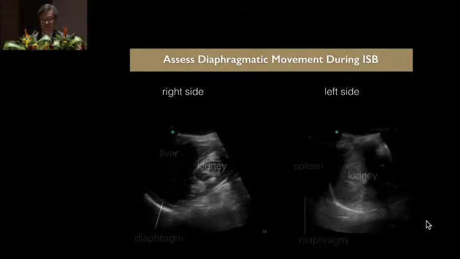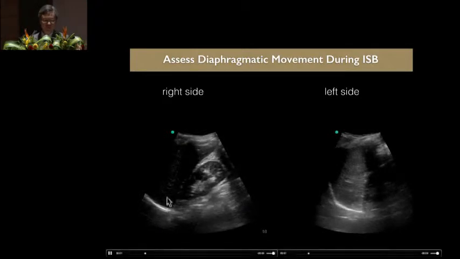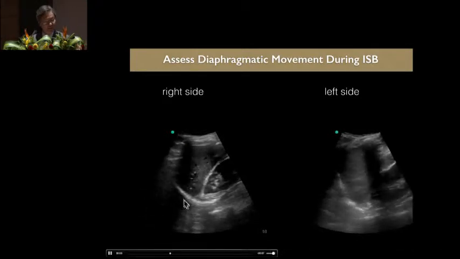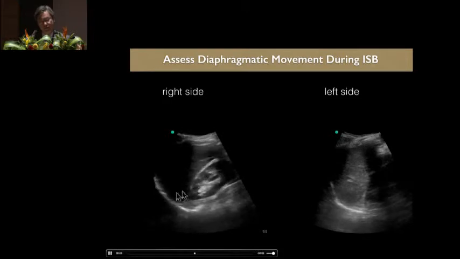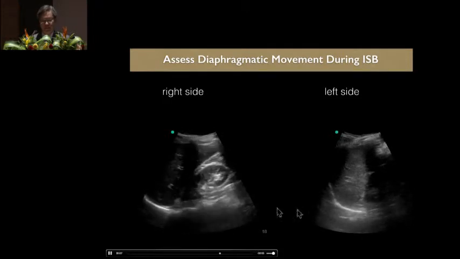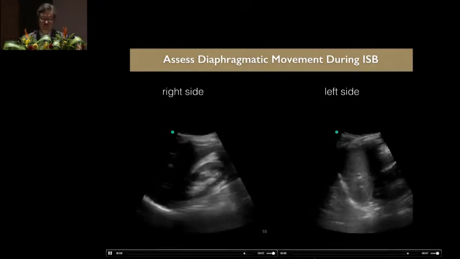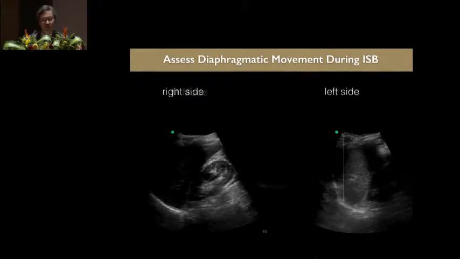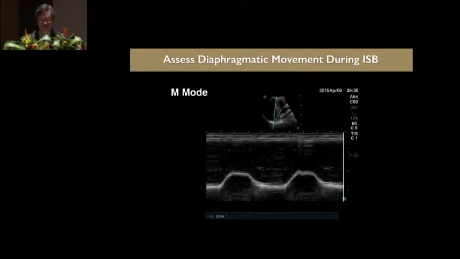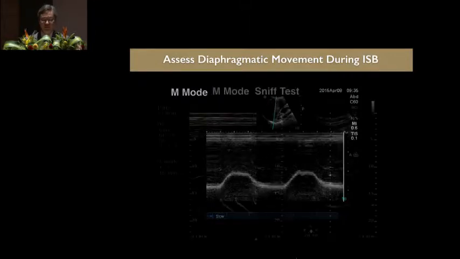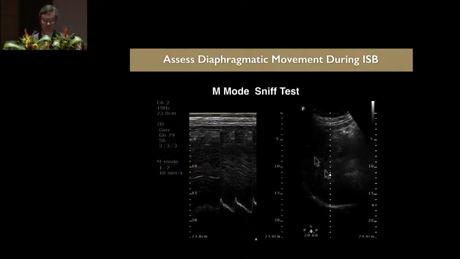The diaphragm is a very clear, bright structure. As the patient takes a deep breath, you see the diaphragm descend on both sides, so you can do a qualitative assessment. Or you can also use M mode, for a quantitative assessment. You can see the excursion of the diaphragm by asking the patient to take a deep breath, or ask the patient to sniff. When you ask the patient to sniff, you will see these deflections.